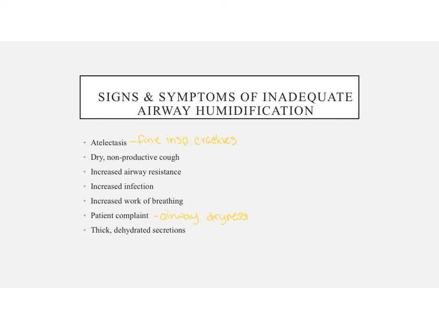But you can also add humidity to that 1 to 3 liters of oxygen if the patient's complaining. If they're not complaining, then you do not need to add it. If they have thick dehydrated secretions, so if their cough is productive and they just get this big glob out, and you know they're on oxygen, but they had a really hard time coughing it up, you may want to add humidity to their gases.